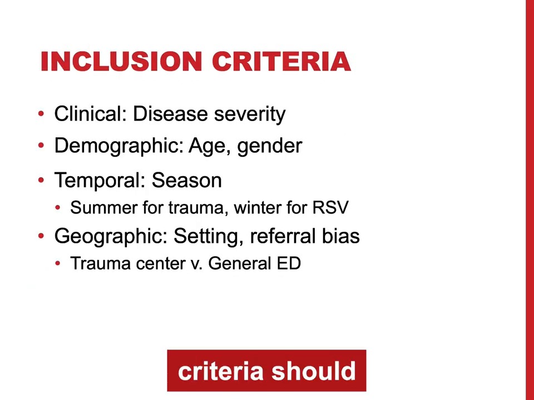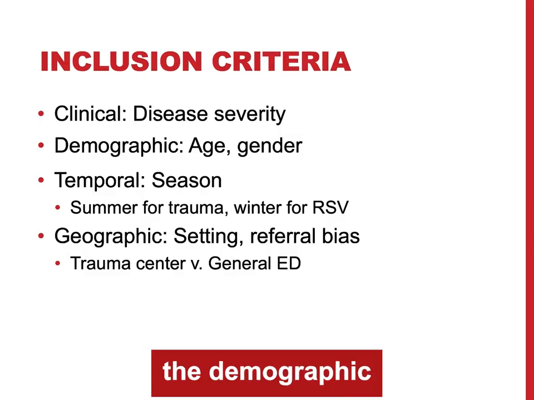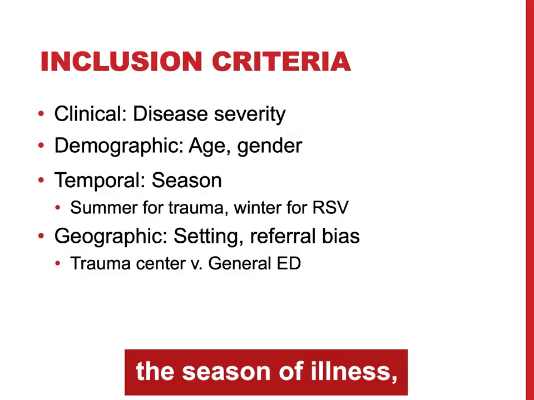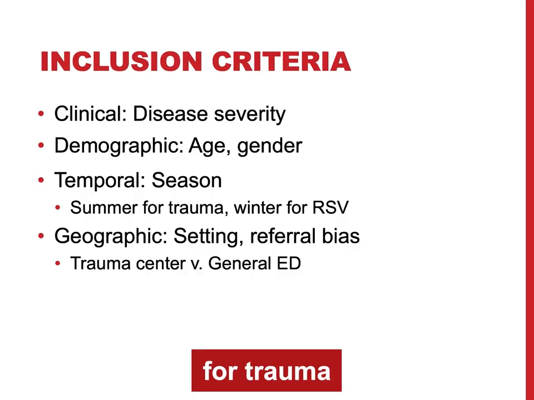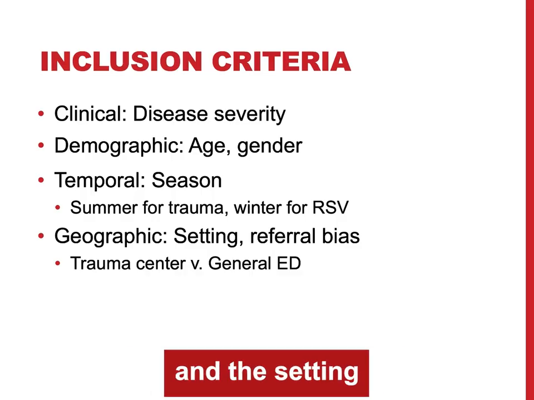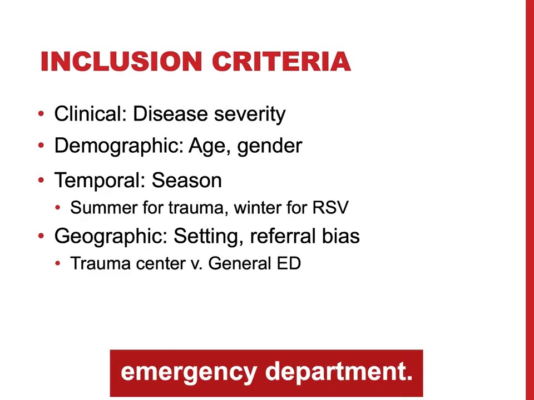The inclusion criteria should define the disease severity, the demographic characteristics of the sample population, including age and gender, the season of illness, for example, summer for trauma and winter for bronchiolitis, and the setting of the sample population, for example, a trauma center or a community emergency department.